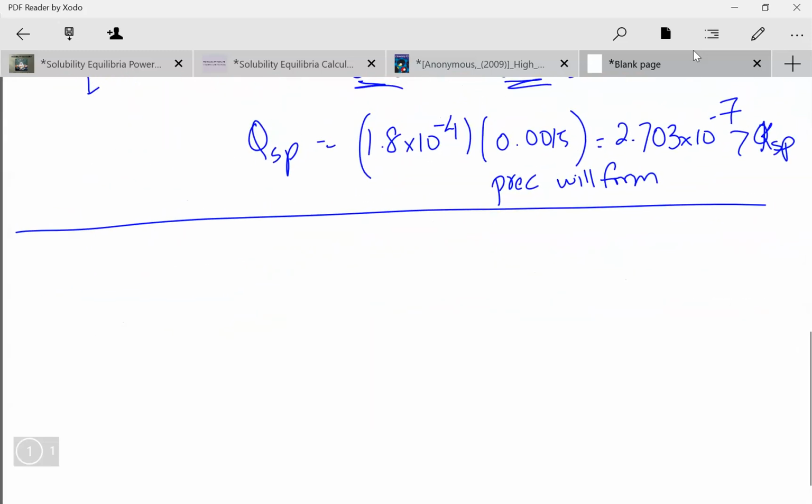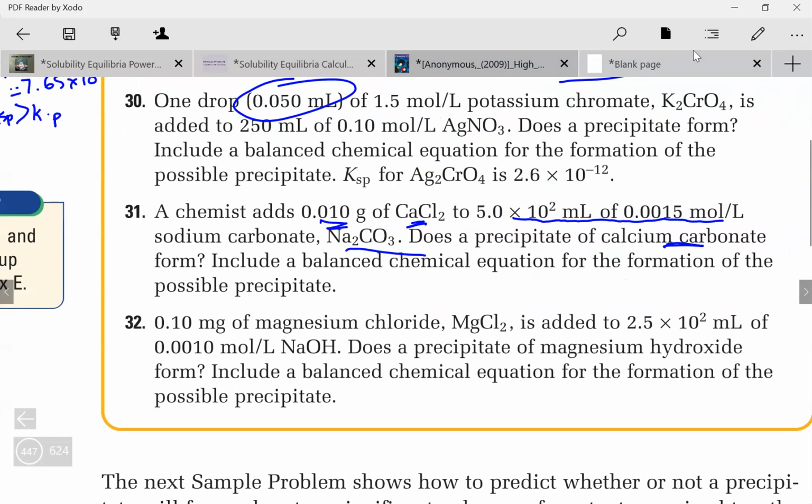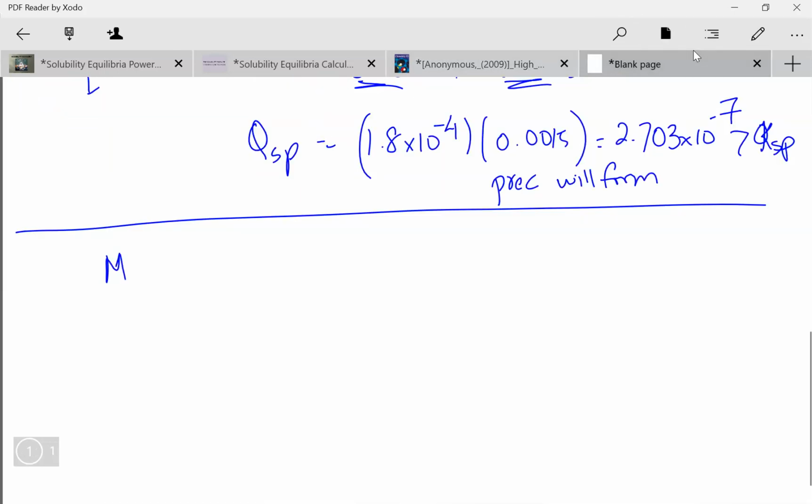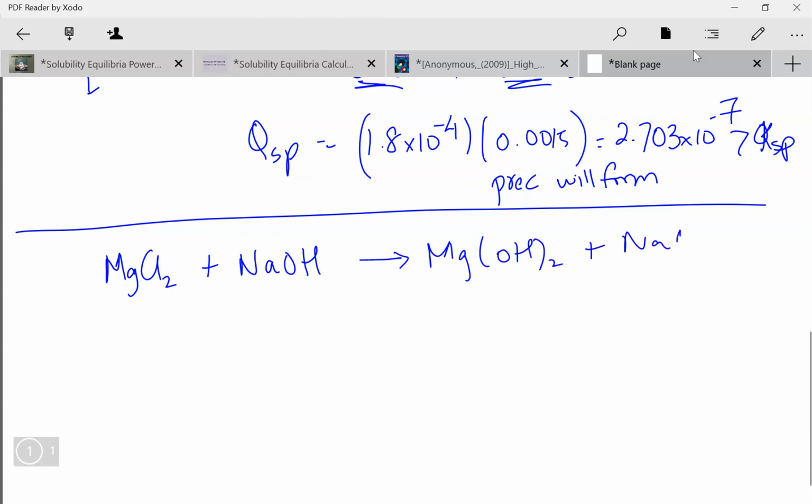Last question on here is the exact same question. Magnesium chloride, sodium hydroxide. I mean, it's not exactly the same, you know what I mean. It's a similar type of question. Magnesium hydroxide is the solid precipitate we are concerned with. So I'm going to write that.